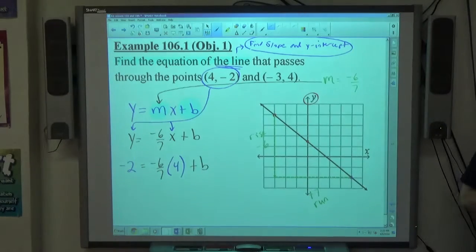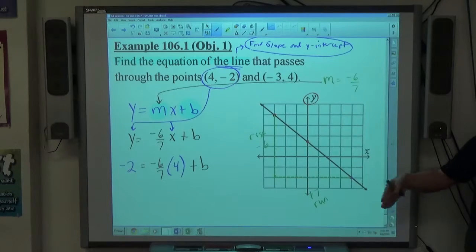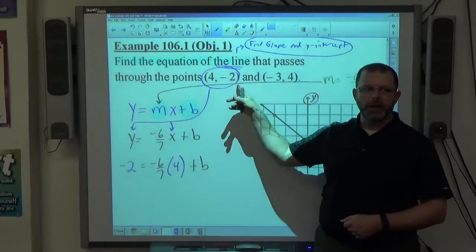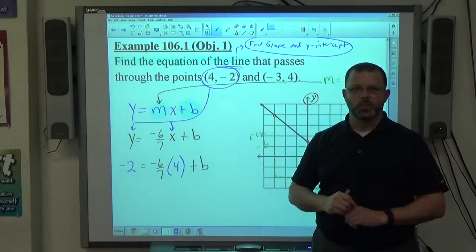This is how we algebraically find the y-intercept. I don't know what it is by looking, so I have to use algebra. Algebra requires us to have some knowledge. I know what x and y is. Put it in. Work it out.